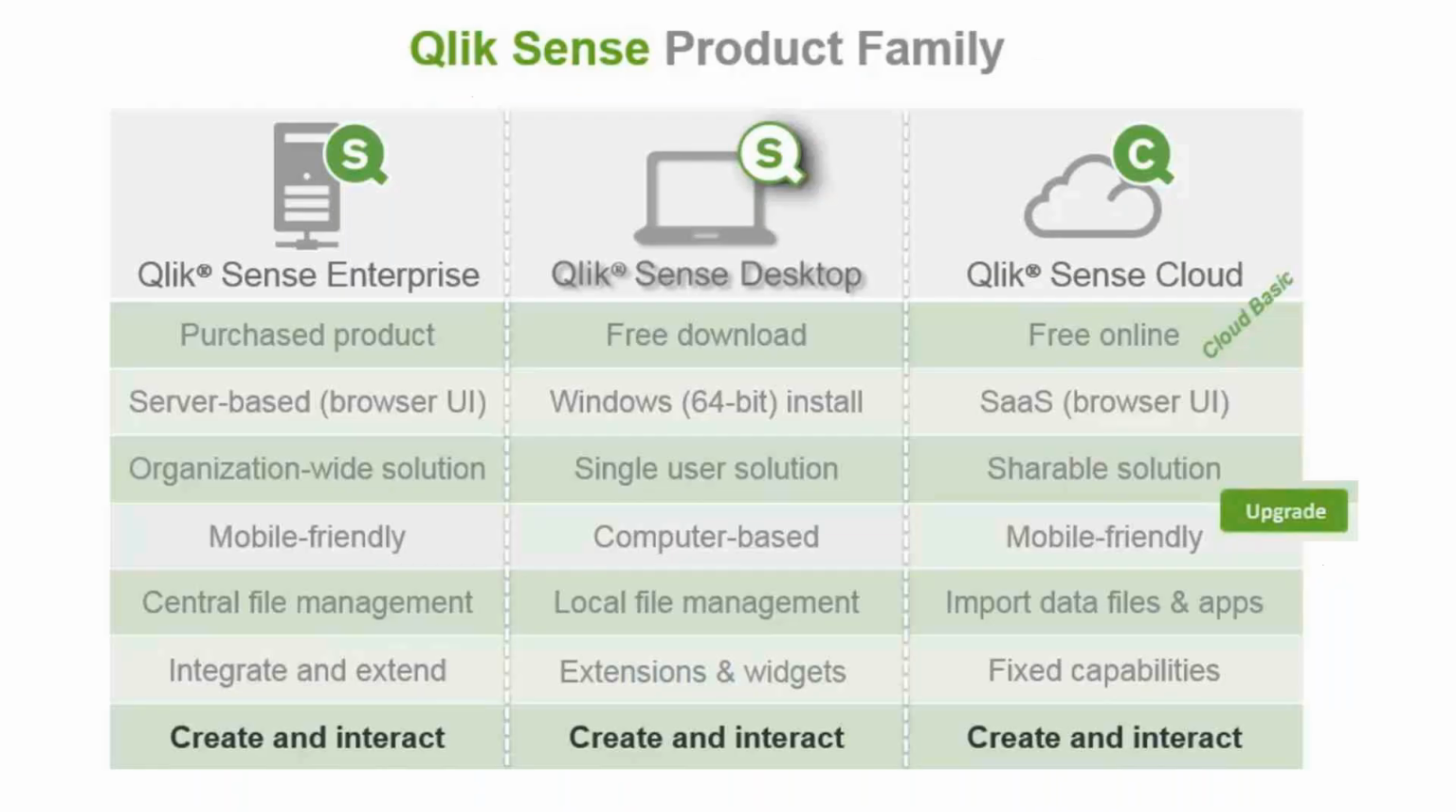Now we'll also understand the different product families in Qlik Sense. There are three types of products in Qlik Sense. One is Qlik Sense Desktop, which is for individual use only. Then Qlik Sense Cloud is for smaller businesses who cannot afford an enterprise version. Enterprise is for larger organizations.